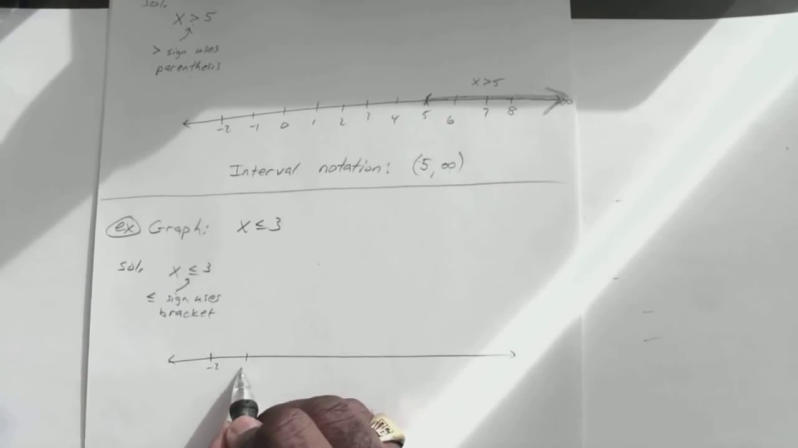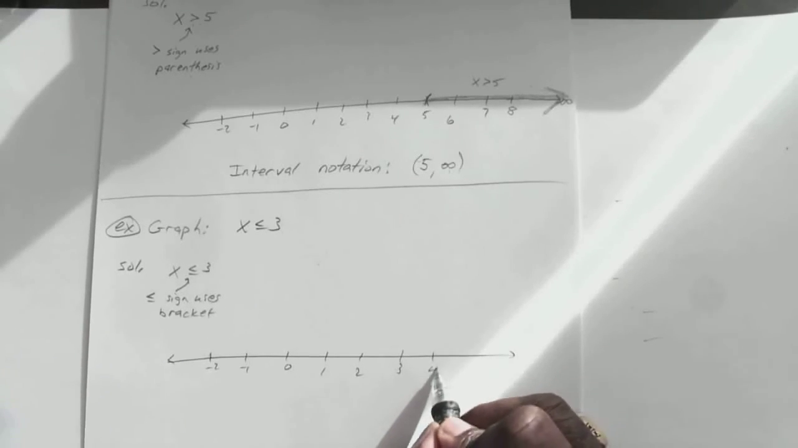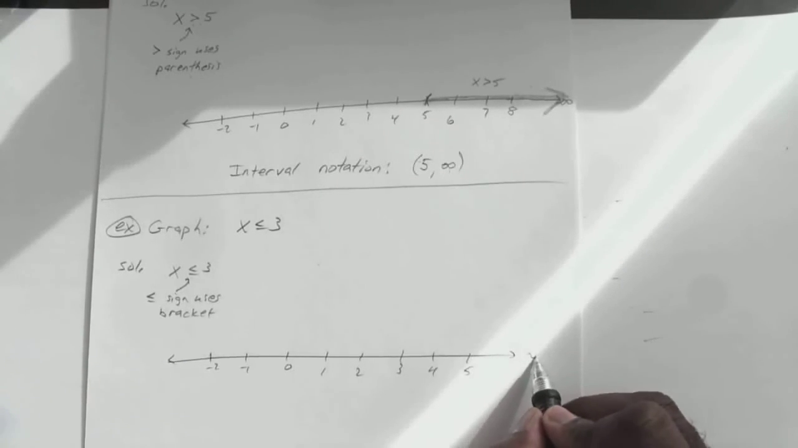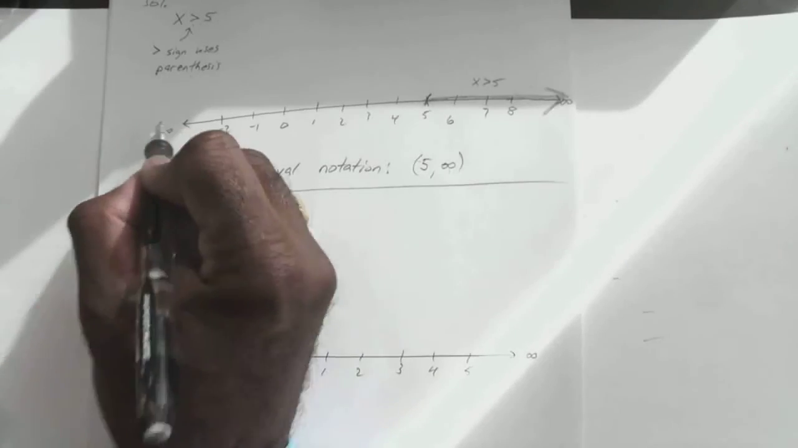Okay. So if we draw our number line, let's say -2, -1, 0, 1, 2, 3, 4, 5. This goes all the way to infinity. This goes all the way to negative infinity. Forgot to put that one up there.